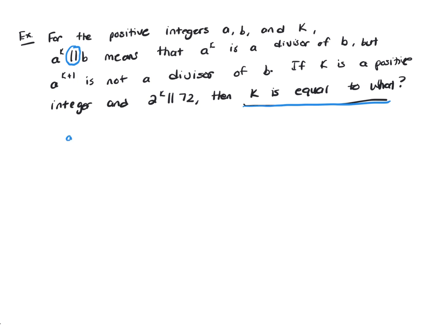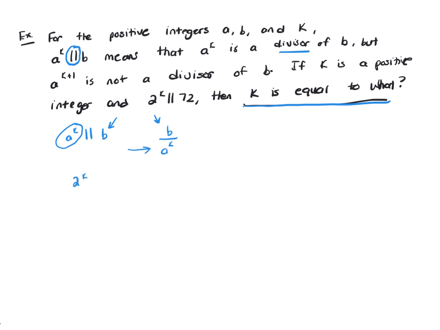So they tell us that A to the K, with these two parallel lines, B, means that A to the K is a divisor of B. So that means A to the K will divide into B without a remainder. Okay, so notice that whatever number is behind is in the numerator, and whatever is in front is down in the denominator.